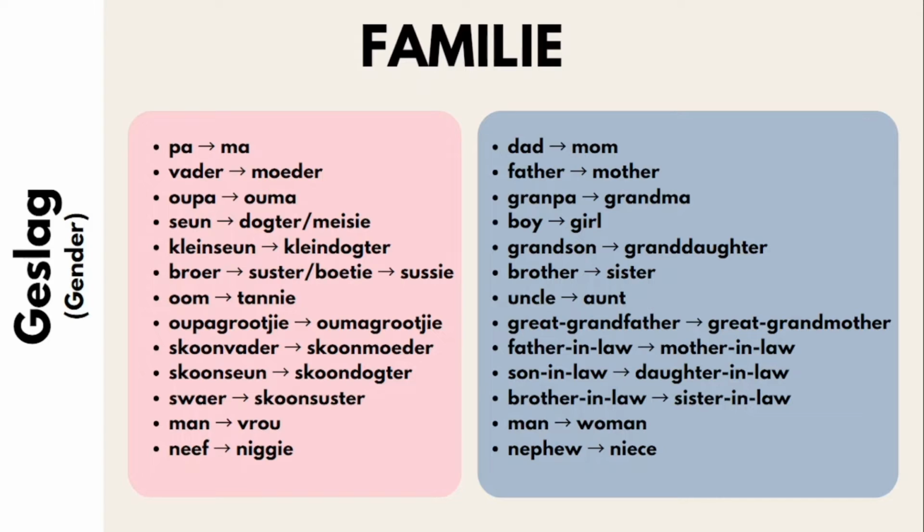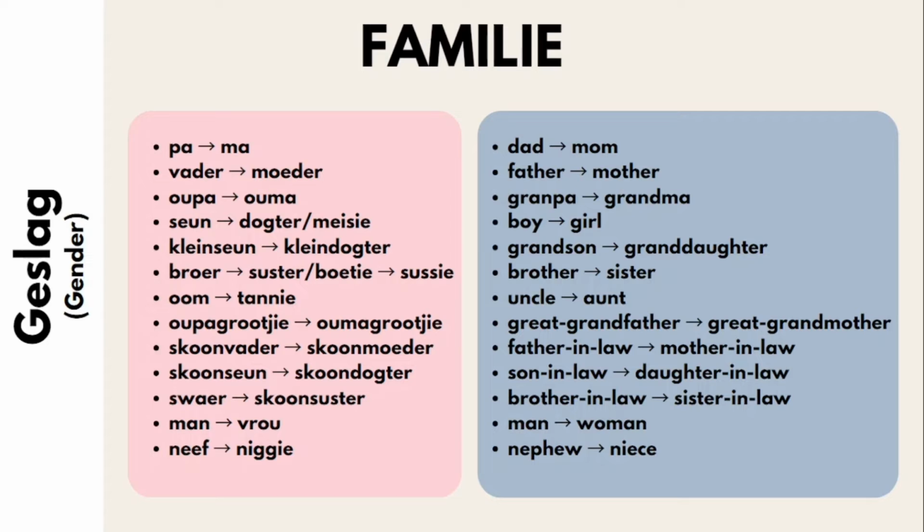Sorry about the spelling error there. And then you have seun. So the opposite of seun is either dochter or meisie. But I think your teacher would prefer it if you wrote dochter. And then in English, that's boy and girl. So kleinseun means grandson. So this is something that they can ask you because you typically don't think of what a grandson is called in Afrikaans. So kleinseun, the opposite of that is kleindochter, which is the same as grandson and granddaughter.